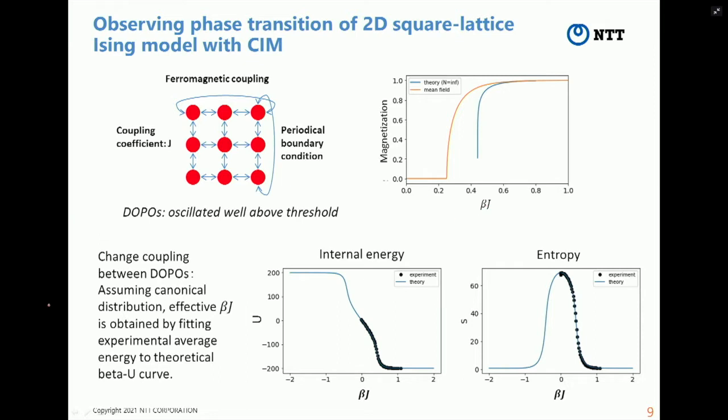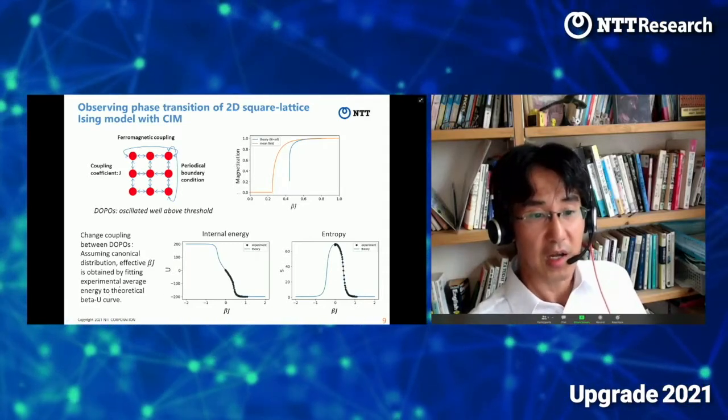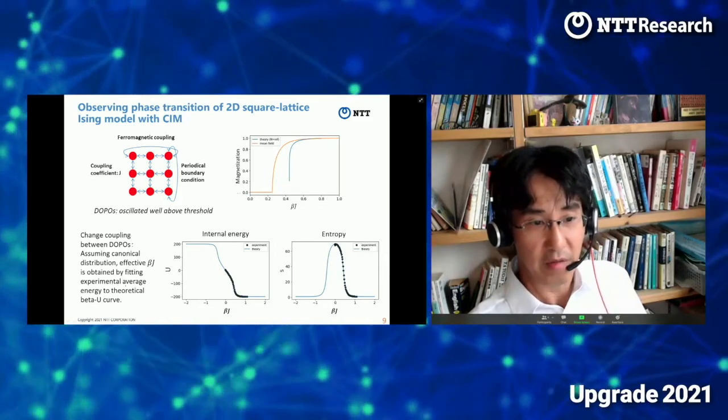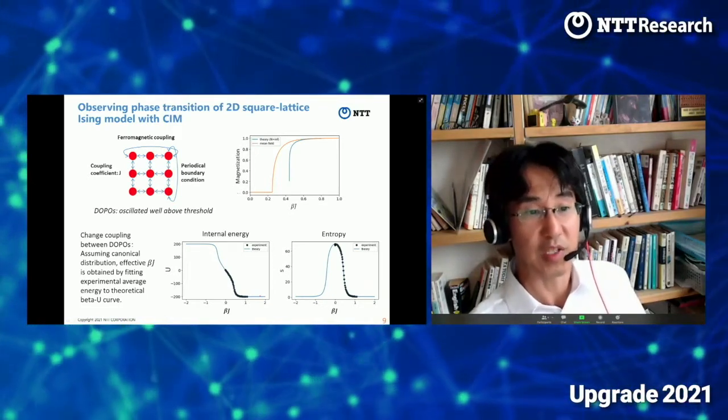In order to change beta J, we changed the coupling between the OPOs. More exactly, we changed the amplitude of the measurement feedback signal, and then we assumed the energy distribution obtained by the CIM is a canonical distribution. With this assumption, effective beta J can be obtained by fitting the experimentally obtained average energy, which corresponds to the internal energy of the Ising model, to the theoretical internal energy curve, which was obtained by assuming the canonical distribution.